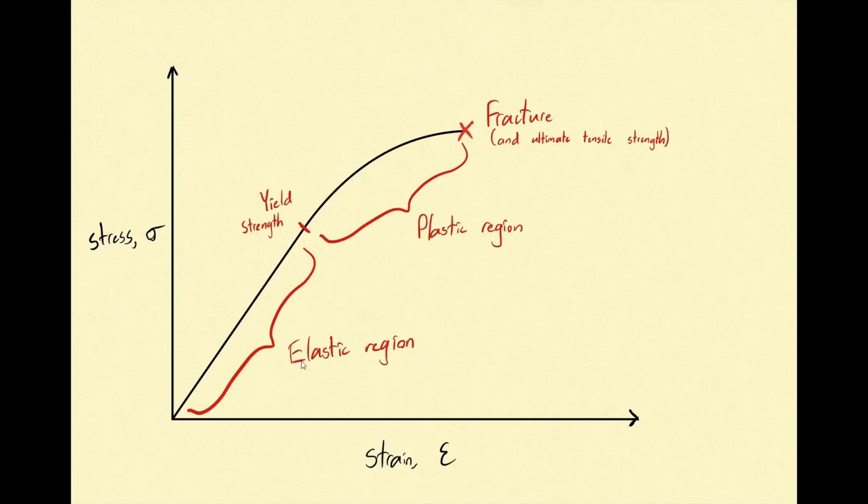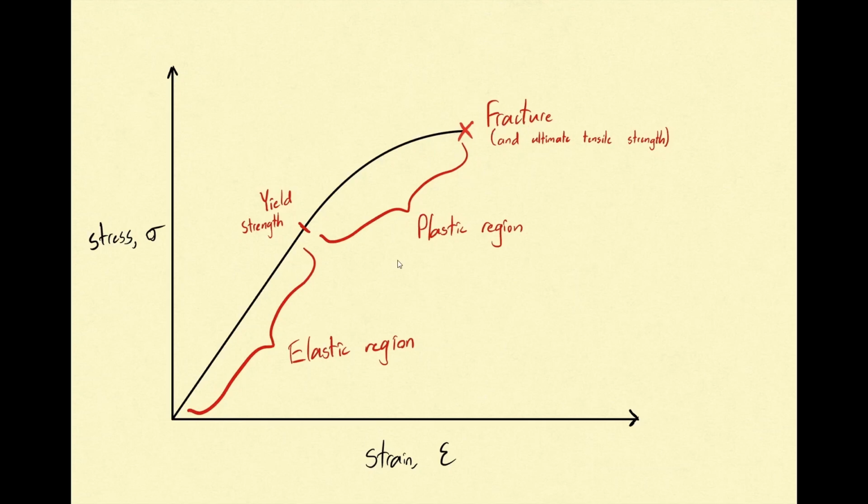Eventually, the elastic region comes to an end. This is known as the yield point and is denoted by the yield strength. After this point, the behavior is no longer a straight line. If you were to graph it, it starts to curve down a little bit, and eventually it will fracture.